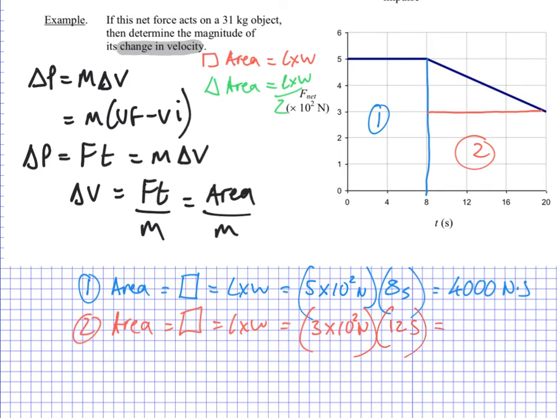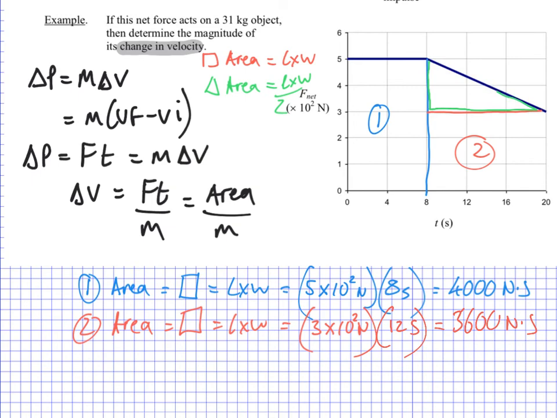Okay, I can do my calculation. That's going to give me 1,200. Nope, my apologies, wrong one. That's going to give me 3,600 Newton seconds. I think that's right. Okay, and then the last area here is this triangle.